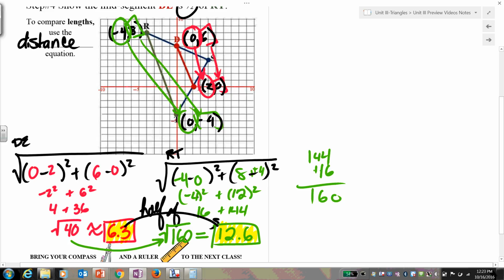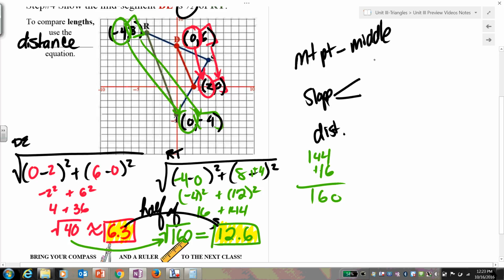So the goal of a coordinate proof is to use midpoint, slope, or distance to prove something about a shape. Midpoint shows us the middle of stuff. Slope shows us things are parallel and perpendicular. And distance shows comparison of lengths.